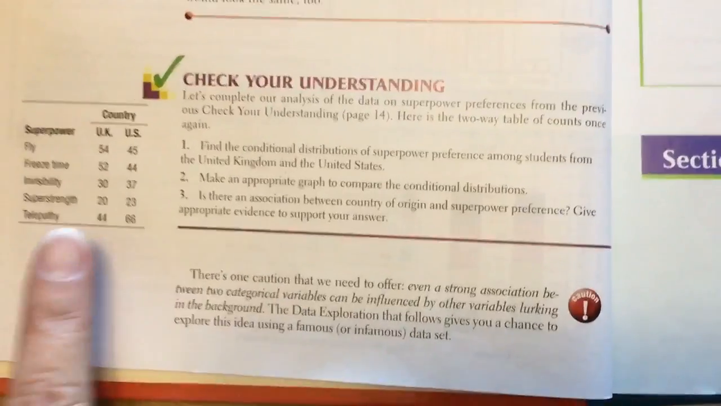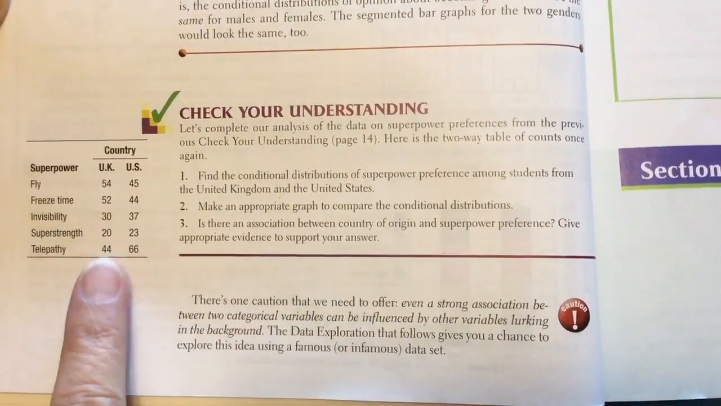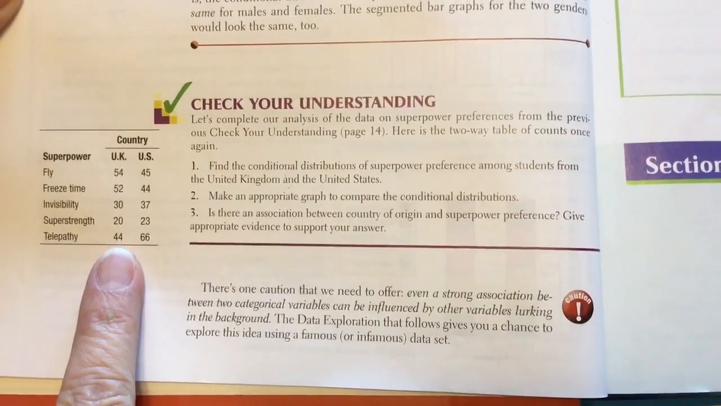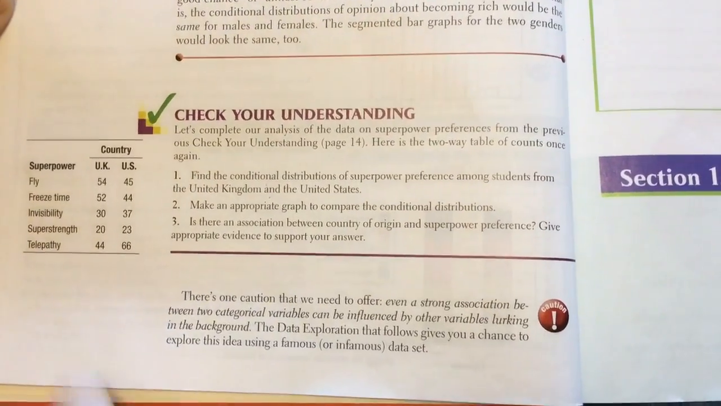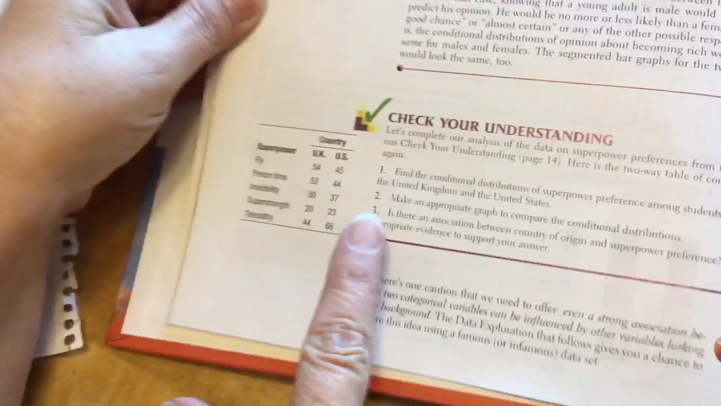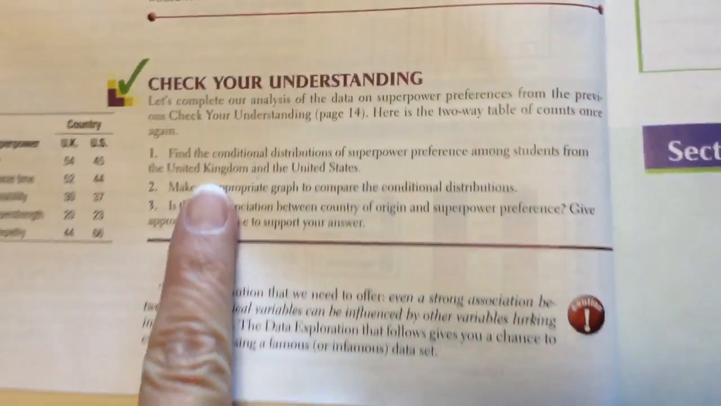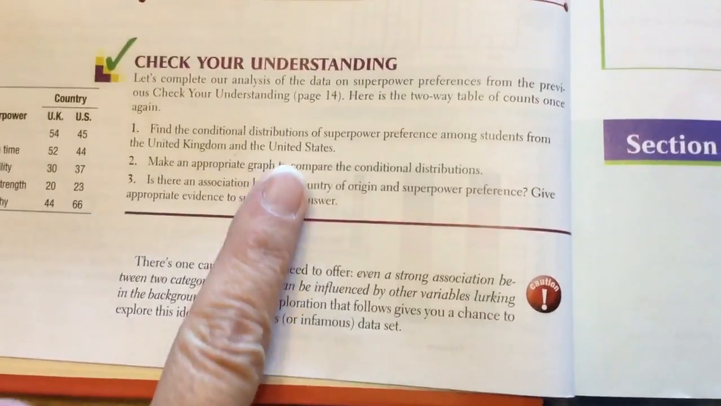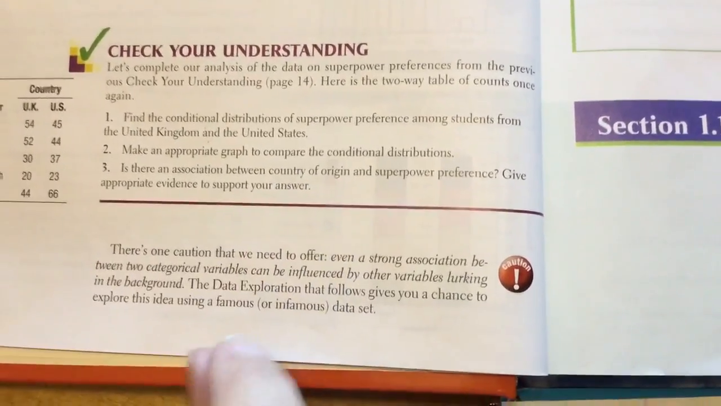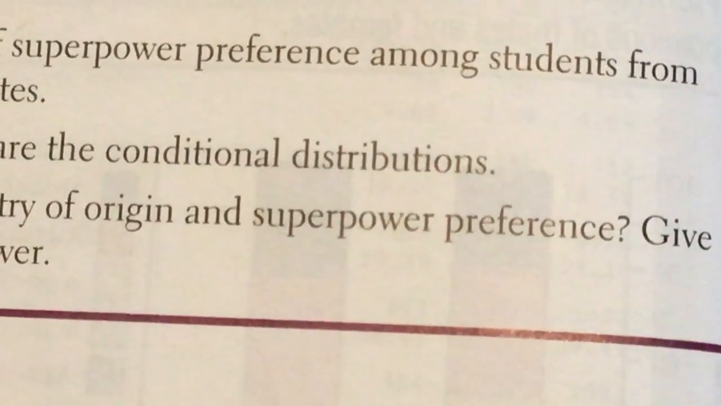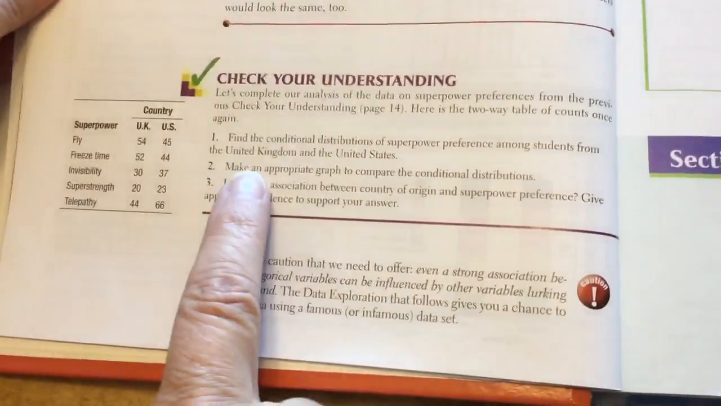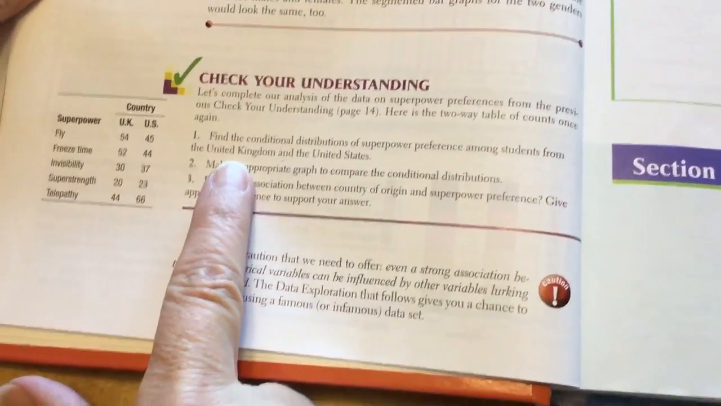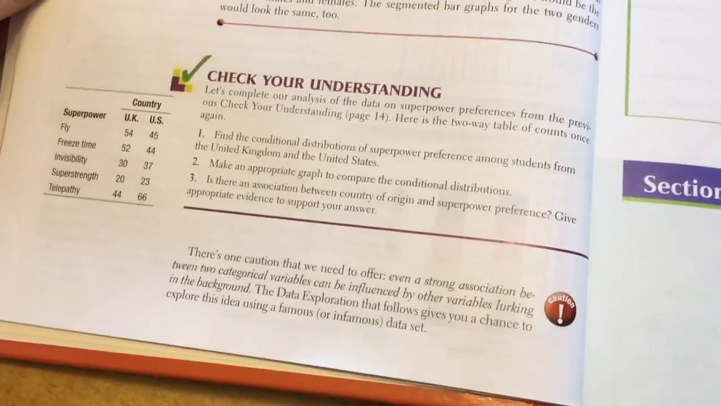It used the same superpower information from the previous Check Your Understanding. So again, we have a two-way table, which I've copied onto my paper. But this time we're asked to find the conditional distributions of superpower preference among students from the United Kingdom and United States. So I want conditional distributions among the kids in the different countries. So countries are going to be my totals for my conditional distribution. All right, let's look at the data and I'll talk about conditional.